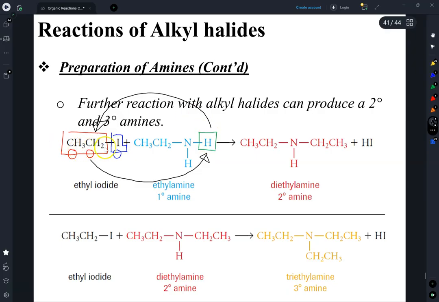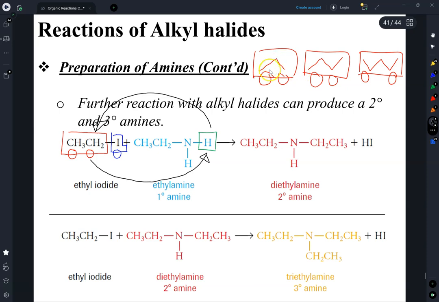So in this case, it's an ethyl group. But if I used a propyl group, then the propyl group would be added on. If instead it was a butyl group, then a butyl group would be added on. Or if I had a pentyl group, then a pentyl group would be added on. So again, whatever is inside this cargo hold will get latched on to this site.